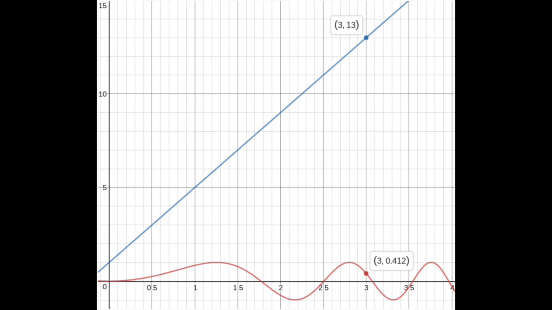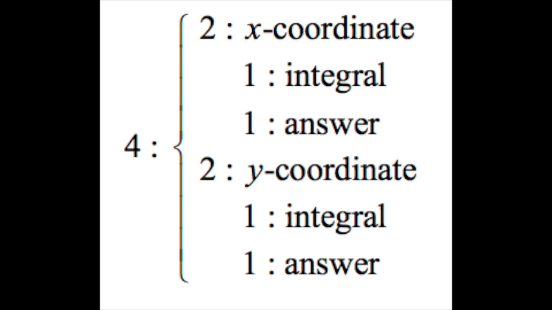Going back to the graphs, what we're doing is starting at the initial points, which are the y values, 0 and negative 4. Then we're finding the area under the curve for each function to find how much the position changes. We add these values to the initial positions to get our final answer for the position. Overall, this part of the problem is worth 4 points in total, which include the integral and answer for the x-coordinate and the integral and answer for the y-coordinate.